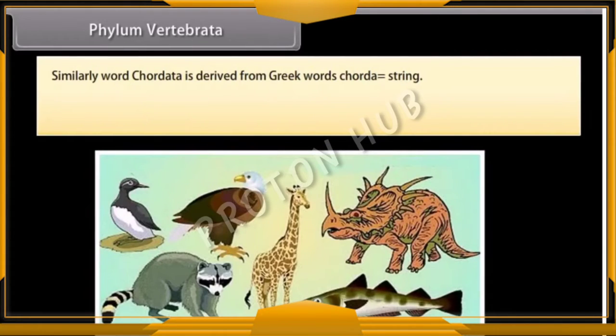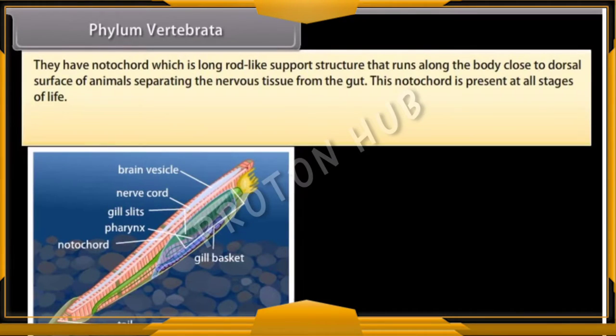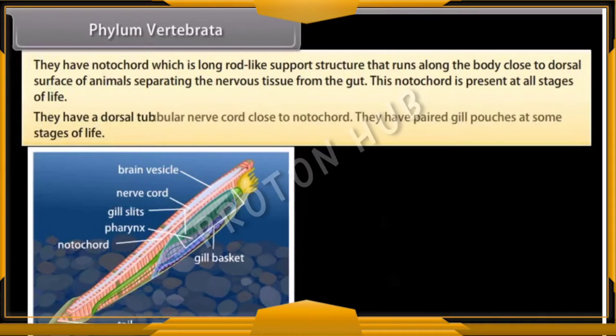Phylum Vertebrata. Similarly, word chordata is derived from Greek words chorda, which is string. The animals are bilaterally symmetrical, triploblastic, coelomic, and segmented with complex differentiation of body tissues and organs. They have notochord, which is long rod-like support structure that runs along the body close to dorsal surface of animals, separating the nervous tissue from the gut. This notochord is present at all stages of life. They have a dorsal tubular nerve cord close to notochord. They have paired gill pouches at some stages of life.